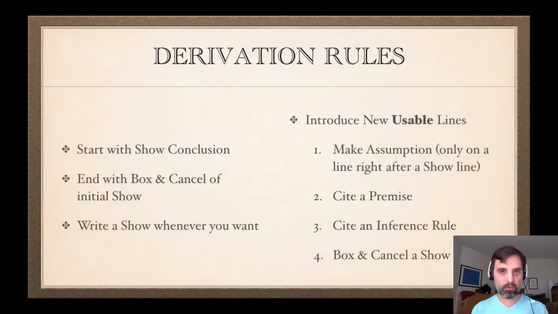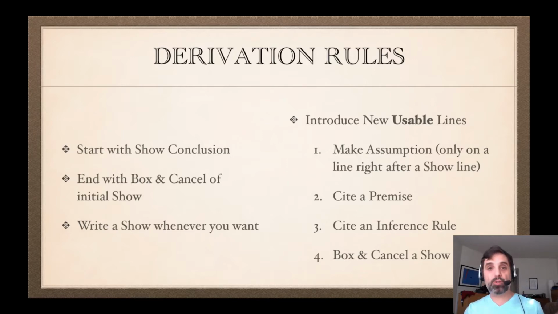So here are the basic rules of our derivation system. You always start with a show line. In particular, you want to show the conclusion. You always finish with boxing and canceling that initial show line. And you can write a show line wherever you want, because all that means is you're trying to show something.